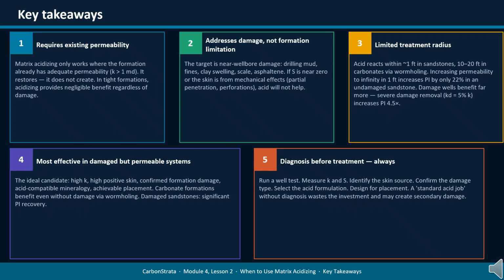Requires existing permeability. This goes back to slide 2. If the rock cannot flow, acidizing never enters the discussion. Now second, addresses damage, not formation. That connects to slide 3. Only pore blockage is targeted. Nothing else. Now third, limited treatment radius. This connects directly to slide 5. Short reach. Near-wellbore only. Now fourth, most effective in damaged but permeable systems.